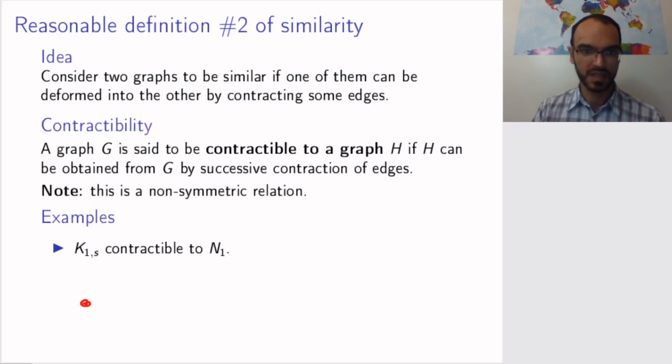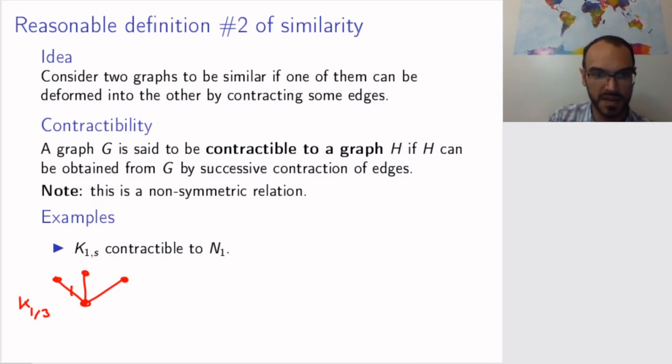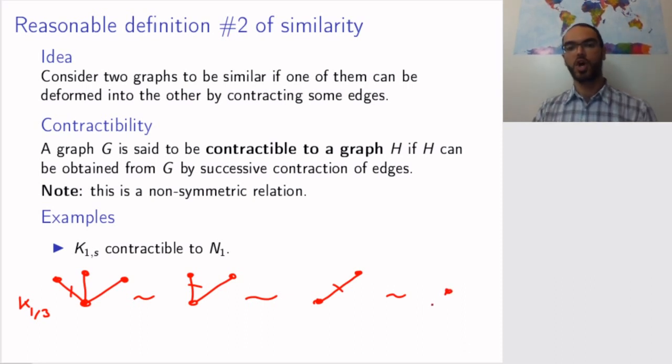Why is that? Well, let's look at K1,3. It looks like this. So I start by contracting this edge, then I get something like this. Then maybe I contract this edge, I get something like this. And then I contract the last and final edge, and I get the null graph. Obviously, I could not have started from the null graph and contracted anything to get K1,3 back, but I can contract K1,3 to N1.